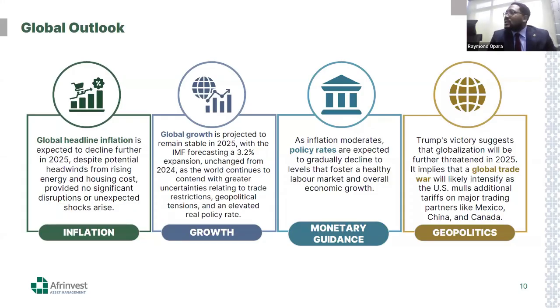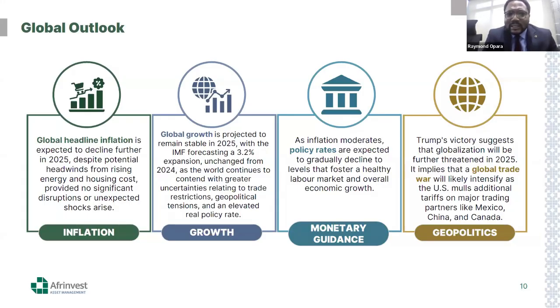On monetary guidance, we're seeing that the central banks are paying key attention to inflation in a very data-dependent regime, and you see that as inflation moderates, policy rates are expected to gradually decline to levels that foster both healthy labor markets and overall economic growth.